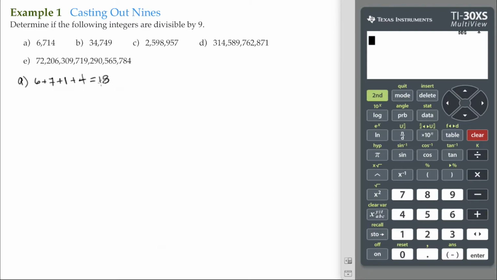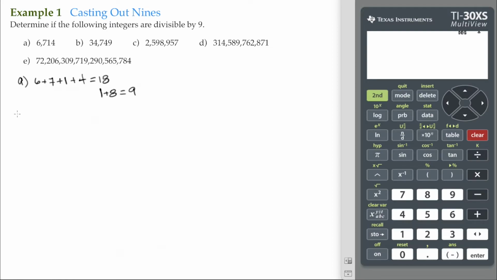We can even continue this process with the result here. We could then say 1 plus 8, and that's equal to 9. And we certainly know that 9 is divisible by 9. So 6,714 is divisible by 9.